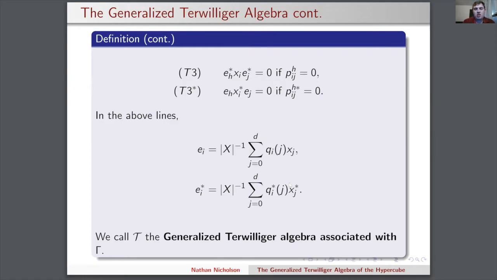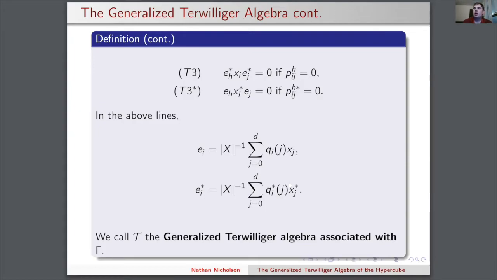These are just going to be linear combinations of the XJs and the XJ stars that, again, should look familiar. These look like representing the EIs as a linear combination of the AIs, right? We're using those same constants. So we call T the generalized Terwilliger algebra associated with gamma.